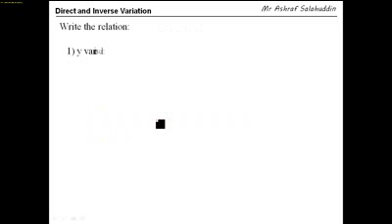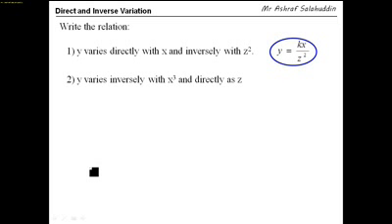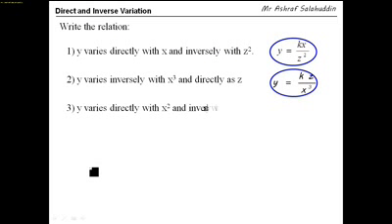Okay, write the relation: y varies directly with x and inversely with z power 2. How can we write this relation? Yes, it's y equals kx over z power 2. This k is the constant of variation. Y varies inversely with x power 3 and directly as z. So we write this as y equals kz over x power 3. Y varies directly with x power 2 and inversely with z. How can we write this? Yes, it's y equals kx power 2 over z.